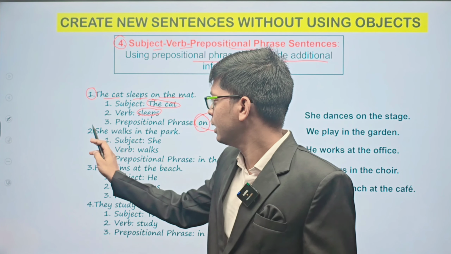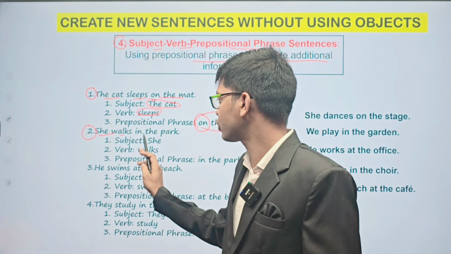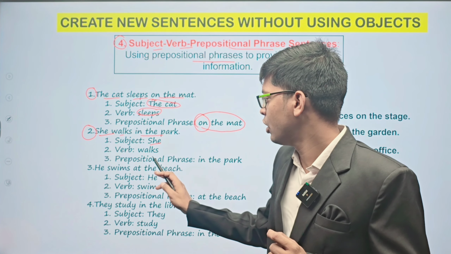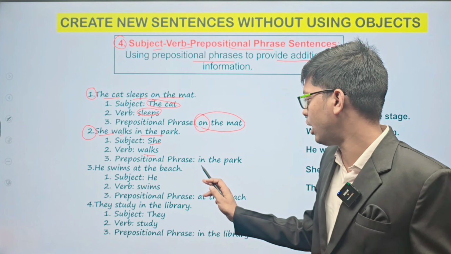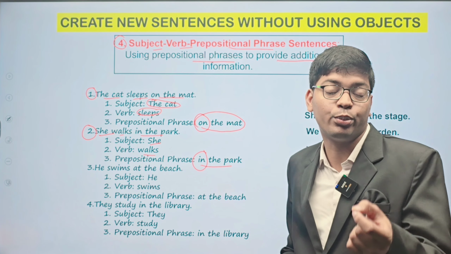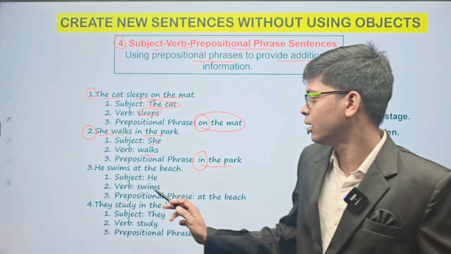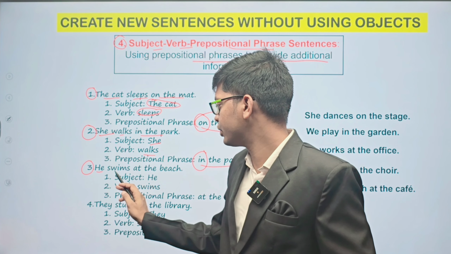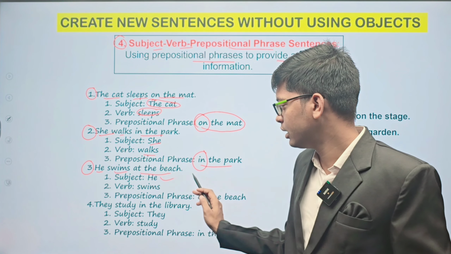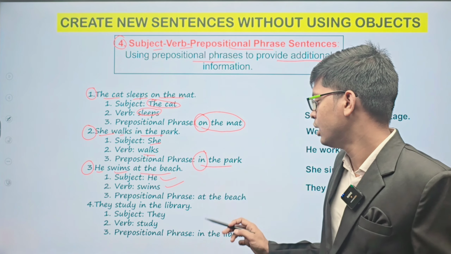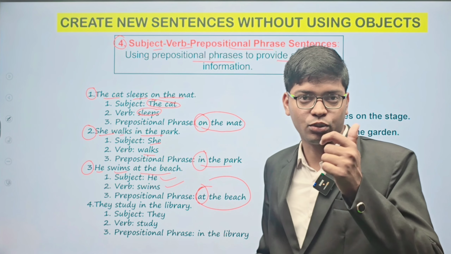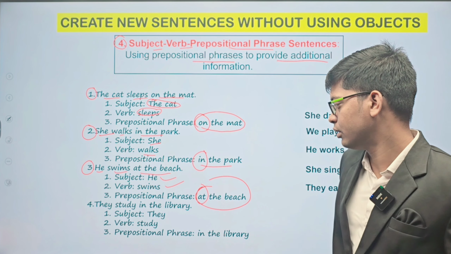The next example is she walks in the park. She is the subject, walks is the verb, and in the park is a prepositional phrase, because in is a preposition. Third example, he swims at the beach. The subject is he, swims is the main verb, and at the beach is the prepositional phrase, because at is a preposition.